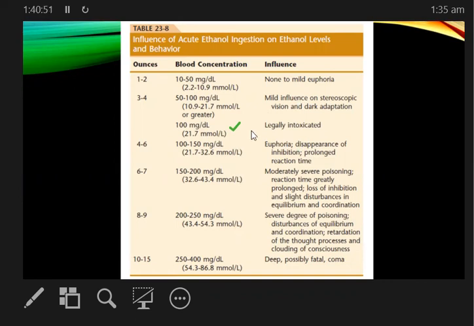Aside from that, there is one more. Loss of inhibition and slight disturbances in equilibrium and coordination. Please do not forget 150 to 200 milligrams per dL or 32.6 to 43.4 millimoles per liter. Those were the two that were asked already in the board exam. If you cannot memorize this table for the board exam, just don't forget about your legal intoxication and loss of inhibition. So that ends our discussion.